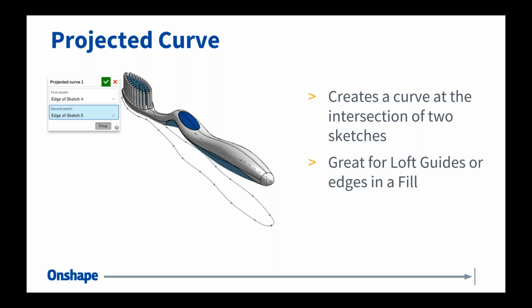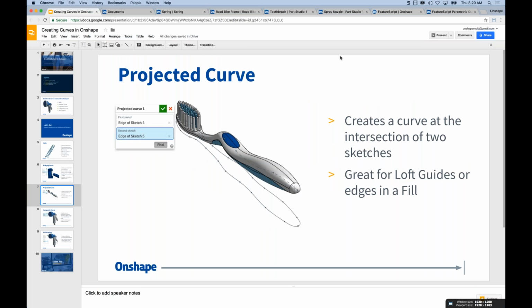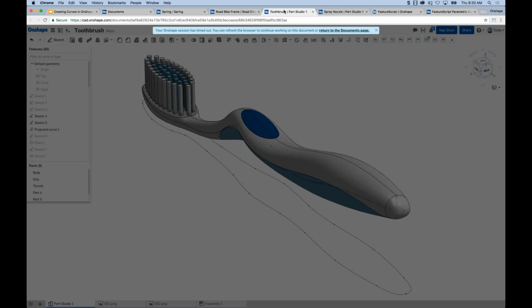So let's get into it now. Again, a projected curve, remember, is a curve that's created at the intersection of two sketches, which means you need two sketches to create this. And very similar to the last command, it's very useful in a number of different situations, but especially so for loft guides or edges in a fill. So again, a lot of these commands that you're seeing here today are very much about smooth curvature, more complex shapes.